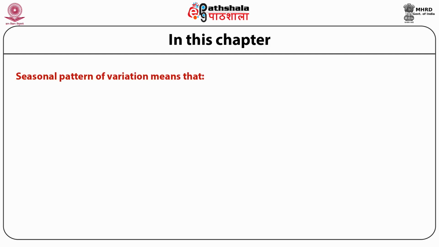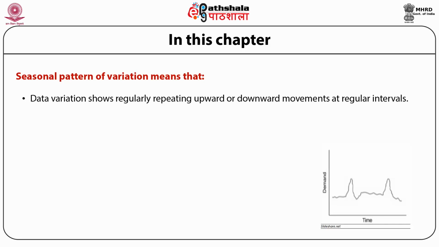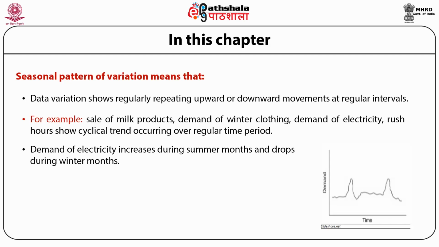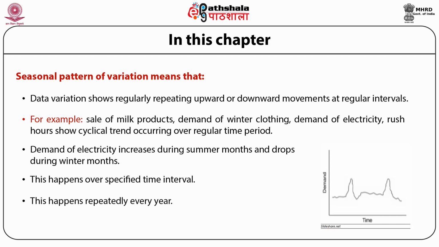Seasonal pattern of variation means that data variation shows regularly repeating upward or downward movements at regular intervals. For example, sale of milk products, demand of winter clothing, demand of electricity, rush hours show cyclical trend occurring over a regular time period. In the same example, demand of electricity increases during summer months and drops during winter months. This happens over a specific time interval. Also, this happens repeatedly in that time interval.